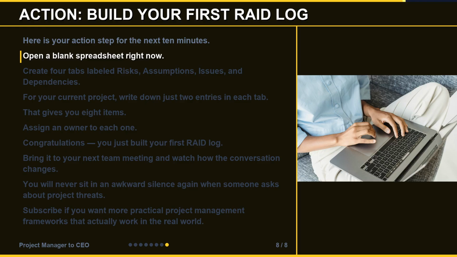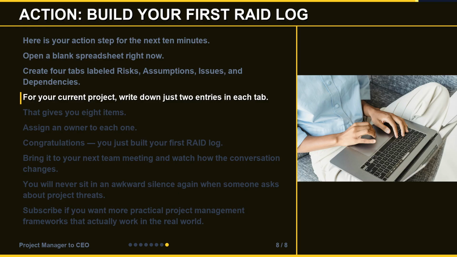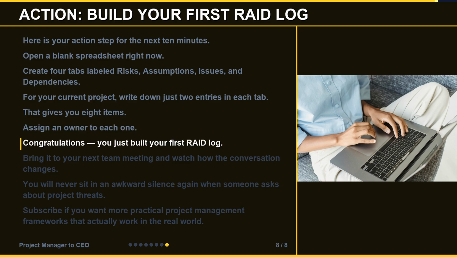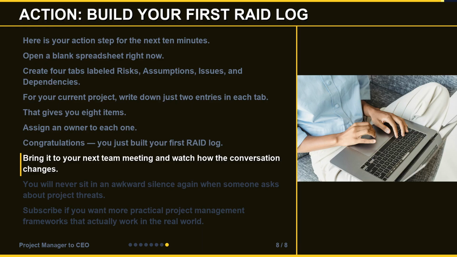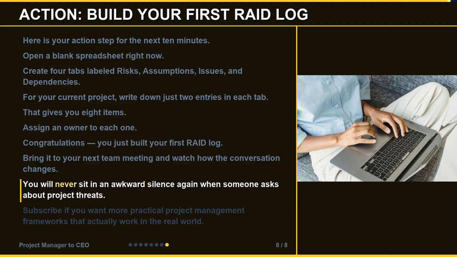Open a blank spreadsheet right now. Create 4 tabs labeled risks, assumptions, issues, and dependencies. For your current project, write down just 2 entries in each tab. That gives you 8 items. Assign an owner to each one. Congratulations, you just built your first RAID log. Bring it to your next team meeting and watch how the conversation changes. You will never sit in an awkward silence again when someone asks about project threats.